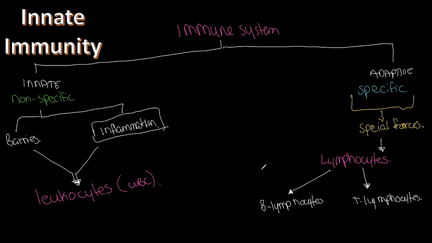Now, our B and T lymphocytes are essentially named from where they're made or proliferated. B lymphocytes, obviously, in bone marrow, whereas T lymphocytes in the thymus. It's not produced in the thymus, but that's where it proliferates. And that's how we identify the difference between the two.